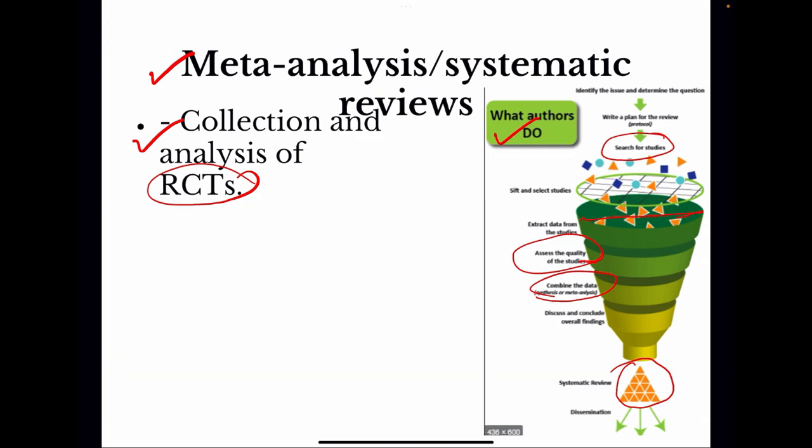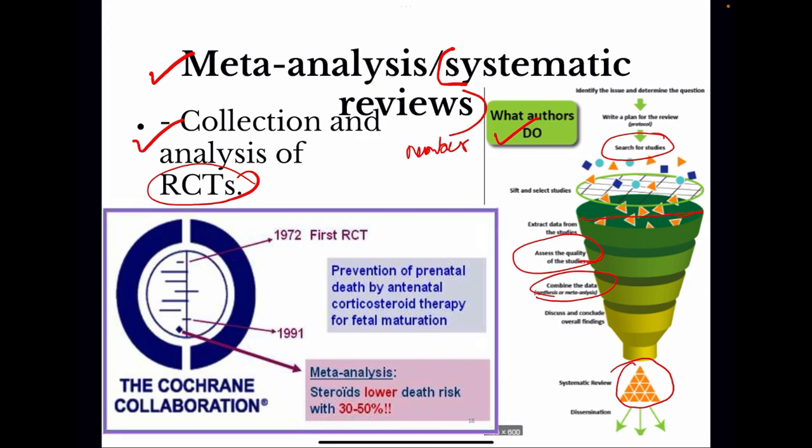The difference between the systematic review and meta-analysis is that a systematic review combines all the studies and gives a particular result. But in case of meta-analysis, it will derive at a particular number. Then it will become a meta-analysis. This is the forest plot used in meta-analysis. This expresses that the first RCT conducted in 1972 on antenatal usage of steroids for fetal maturation was showing the negative results. Then only by 1991, it started showing positive results. If the meta-analysis was not available at that point of time, it would have taken at least 10 to 20 years to prove the effectiveness of antenatal steroid therapy for maturation of the fetus.